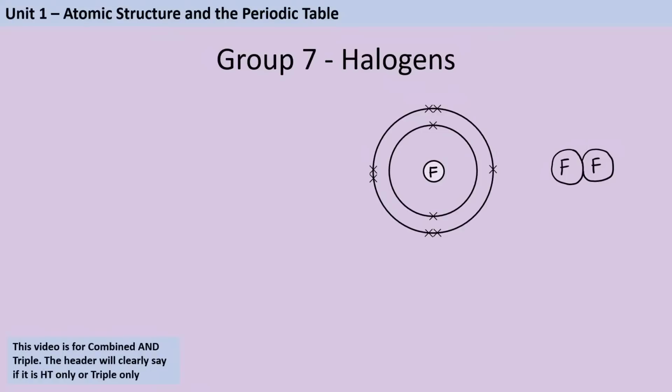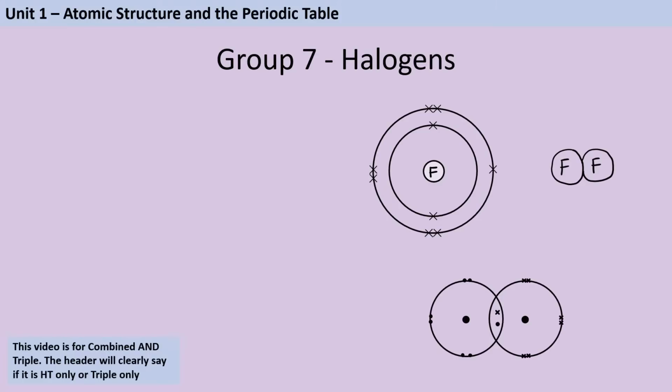Okay, so next up we've got group 7, which is the halogens. This is still for combined scientists as well. Because these are in group 7, they have 7 electrons in their outer shell. They all form diatomic molecules, which means molecules consisting of 2 atoms with a covalent bond between them.